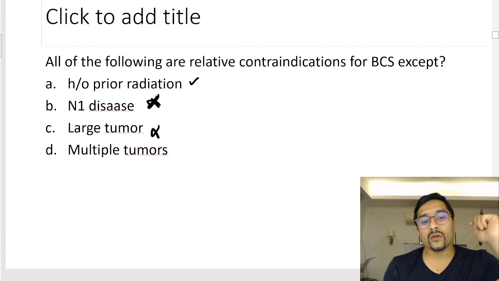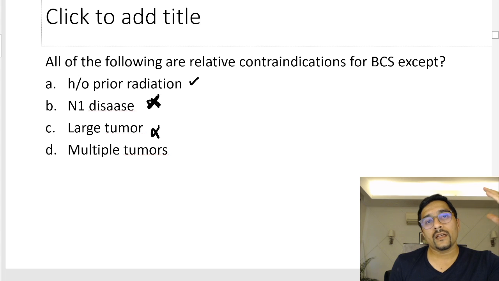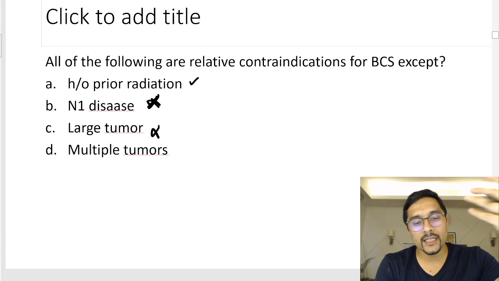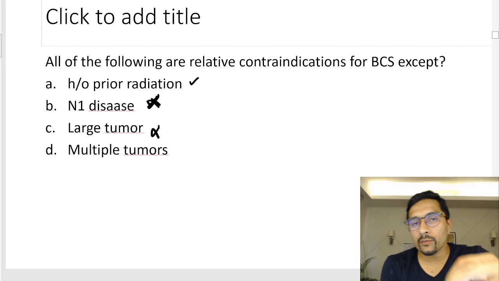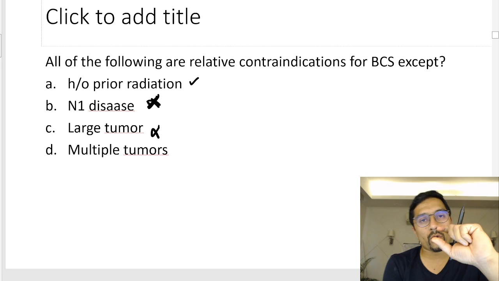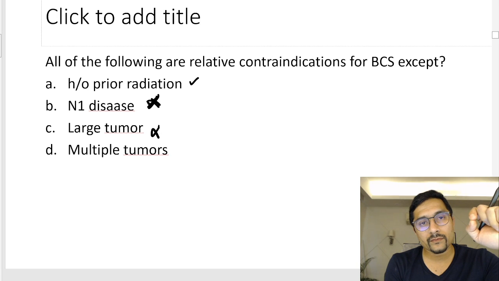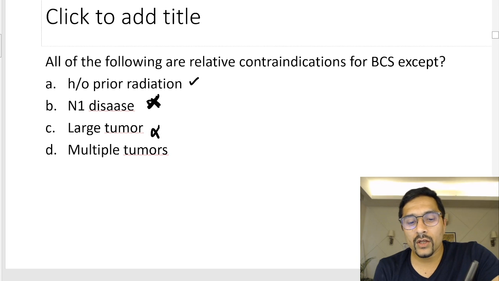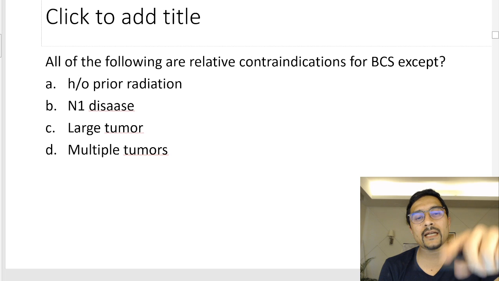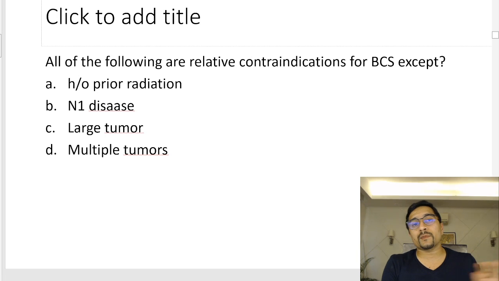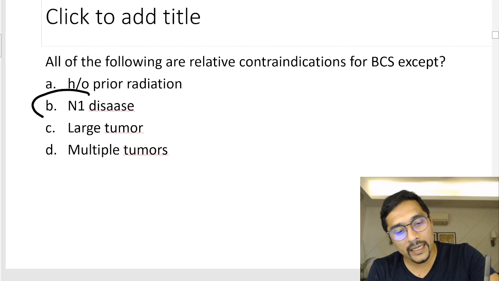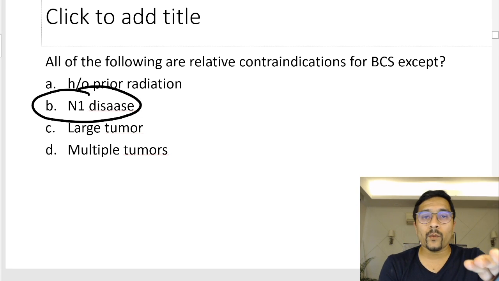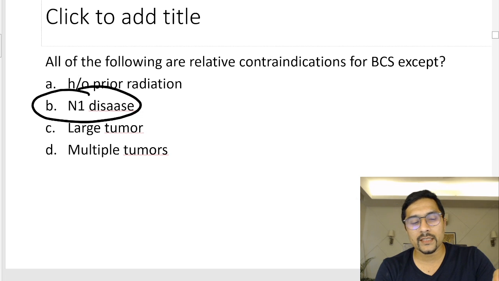Large tumor is not an absolute contraindication, it is a relative contraindication. But multiple tumors. So multiple tumors also, if it is multifocal and all the tumors are together, you can carry out breast conservation. But if it is multicentric, where the tumors are spread across the breast, then we cannot, right? So the correct answer here would be N1 disease, because in N1 disease, we can comfortably do breast conservation. There is no contraindication at all.